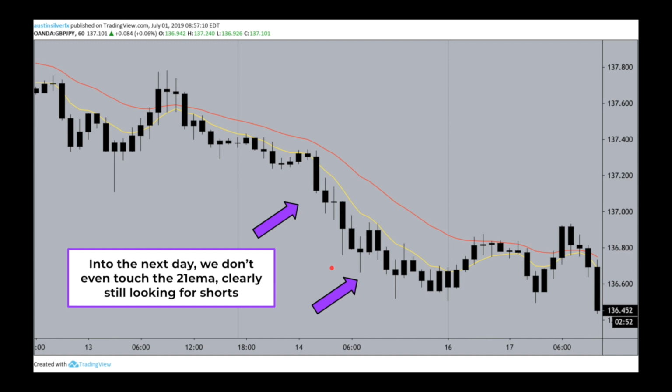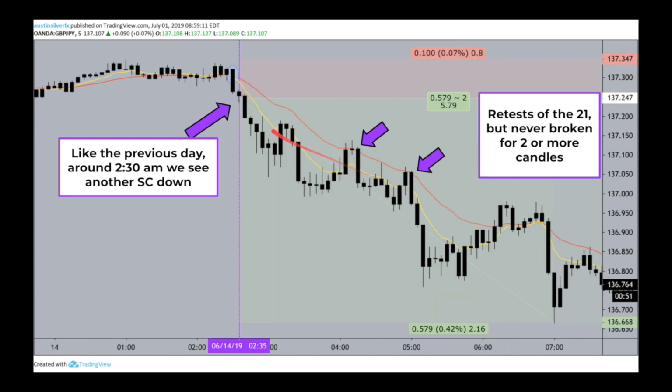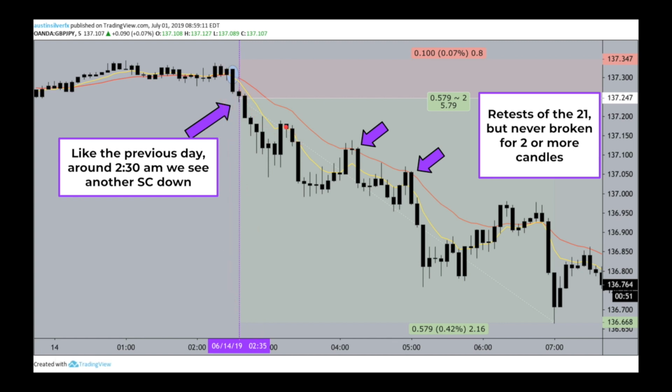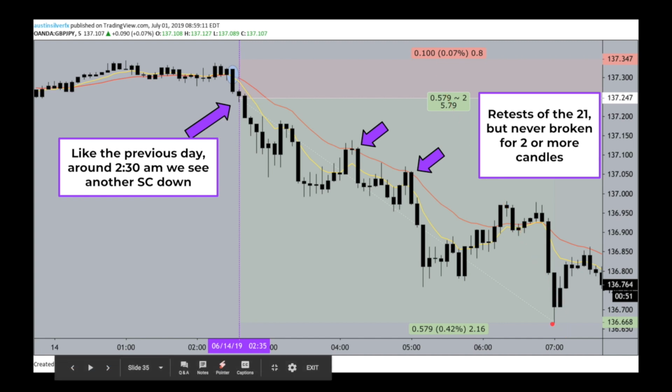So here, let's move into the 14th again. Into the next day, we don't even have it touch the 21 EMA. So here, what happens? 2:30 in the morning, it shifts down, and look, test the 8, doesn't break it. Test the 21, doesn't break it. Test the 21 again, doesn't break it. This is a 10-pip risk, and it falls 57 pips, 5-to-1.